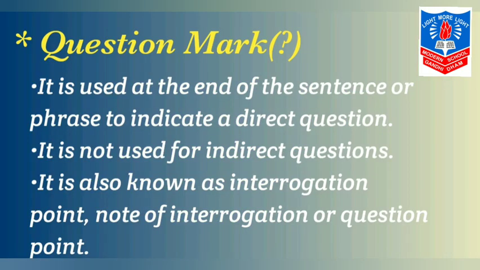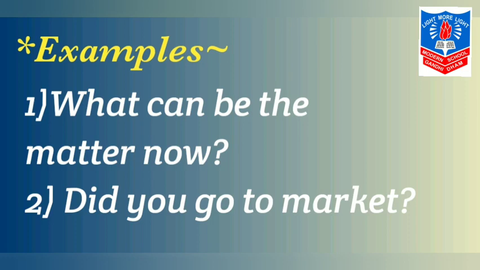Let's talk about question marks. A question mark is used at the end of a sentence to indicate a direct question. Most important, it is not used for indirect questions. It is also known as an interrogation point or question point. For example, what can be the matter now? Did you go to market?